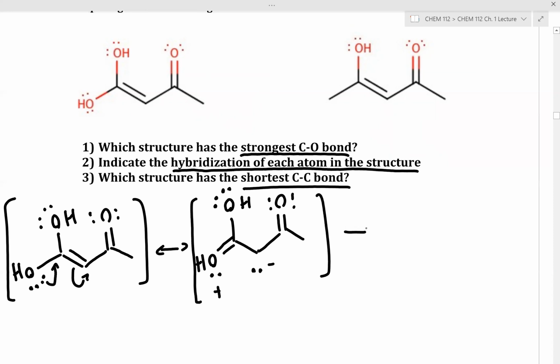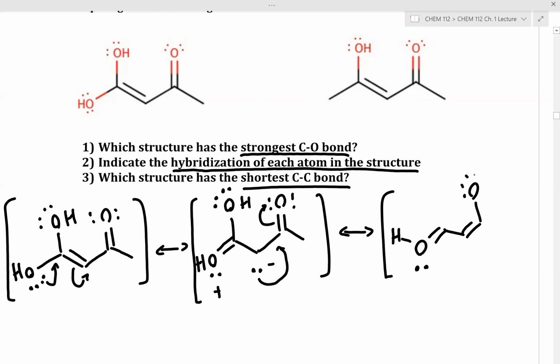Now we could potentially kick this lone pair of electrons. We can potentially move this lone pair of electrons down, breaking our carbon-oxygen double bond. And now we've delocalized our lone pair. We've delocalized our lone pair across into this other pi system, giving us the following resonance structure.